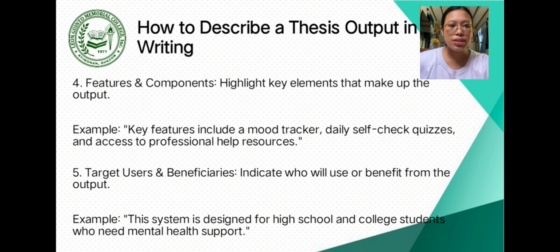Number 4, the features and components, which highlight the key elements that make up the output. For example, key features include mood trackers, daily self-check quizzes, and access to professional help resources. Number 5 is the target user and the beneficiary. It indicates who will use or benefit from the output. It is obviously who the target of your research is. For example, the system is designed for high school and college students who need mental health support. So that is the target and beneficiary of your research, which are the high school and college students.